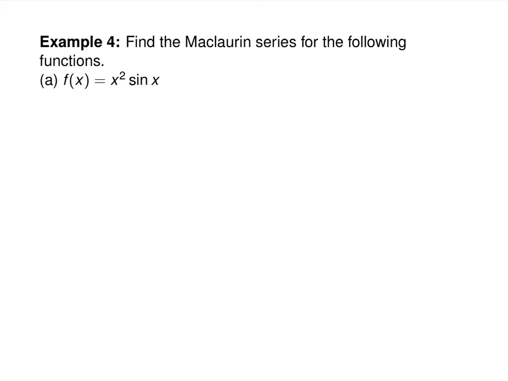Now, using those series that we've developed, you can find series for functions that are related, so products and quotients and stuff like that. You don't have to try to do derivatives and rederive stuff. So the power series for f of x, which is x squared times sine of x, you can find by taking x squared times the power series for sine. And that power series was the sum from n equals 0 to infinity, negative 1 to the n, x to the 2n plus 1, all over 2n plus 1 factorial.